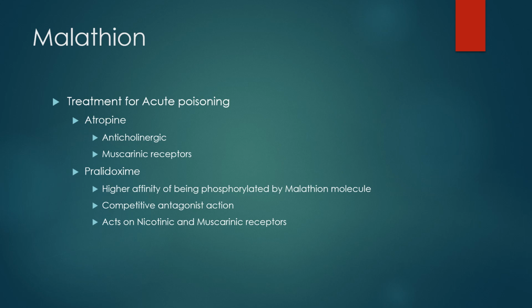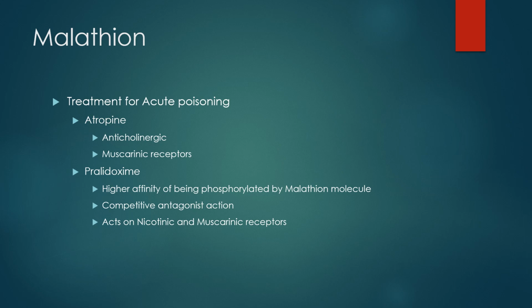Treatment for acute malathion poisoning is accomplished through a two-drug combination. First, atropine is administered, which is an anticholinergic, which binds to receptor sites, interrupting the massive parasympathetic response caused by the inactivation of acetylcholinesterase.